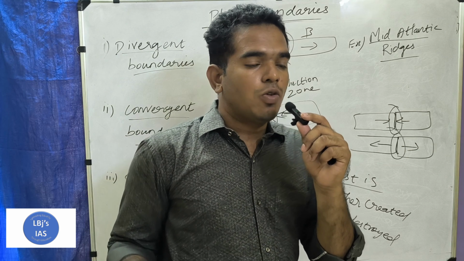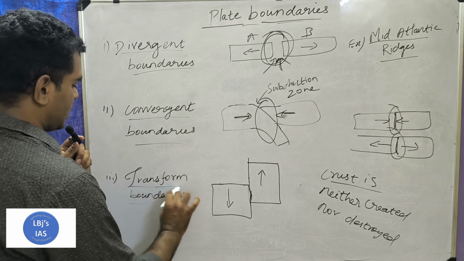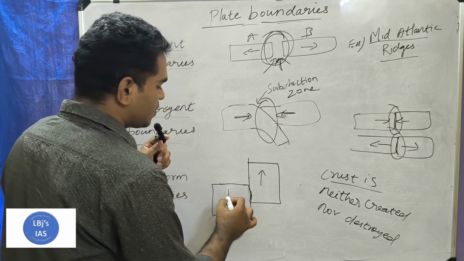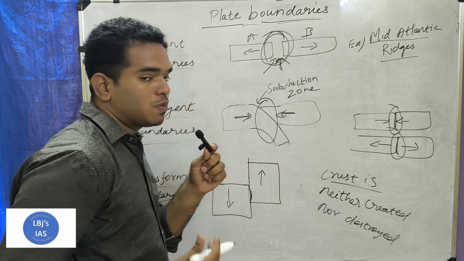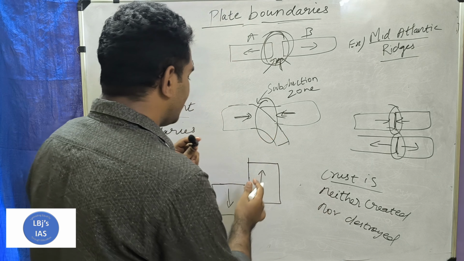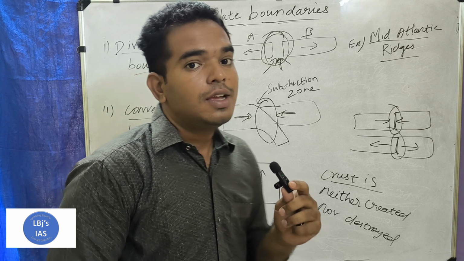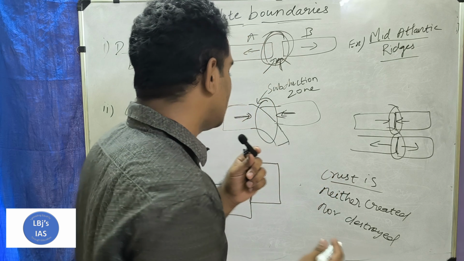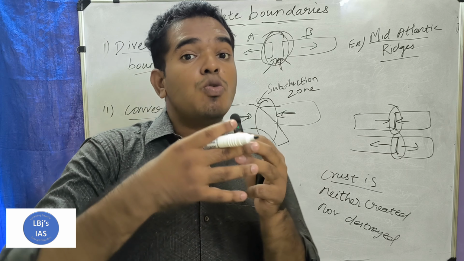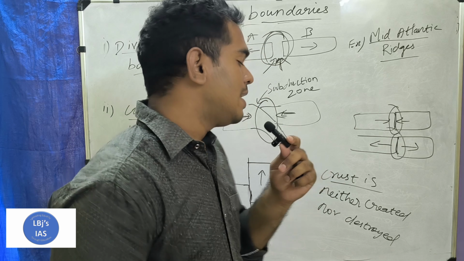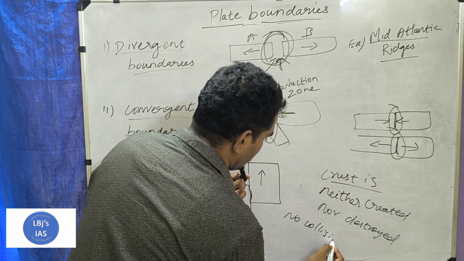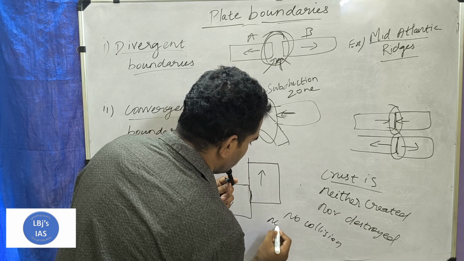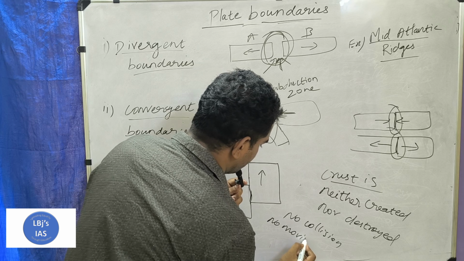The next thing that we are going to see is transform boundaries. In a transform boundary, one plate moves in one direction and another plate moves in another direction, and there is no collision. There is no collision of plates, and there is no moving away of plates from each other.